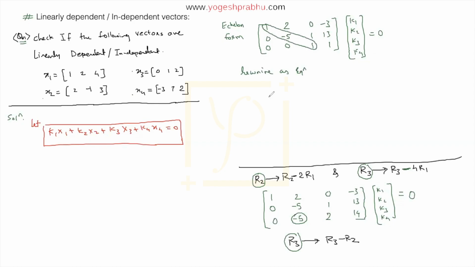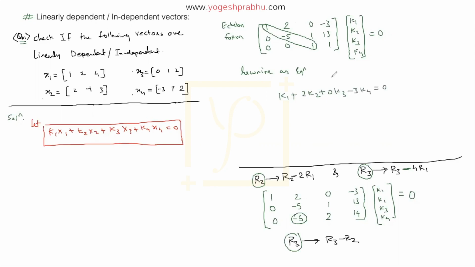So it is going to be like this. This is row multiplied by column. So I'll get 1 K1 plus 2. It's a row by column matrix multiplication. 2 times K2. This is 2 K2 plus 0 K3 minus 3 K4 equal to 0.